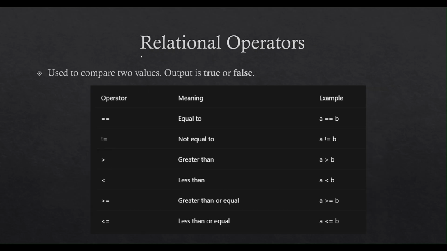So our next is relational operator. So what are the relational operators? They check the relation, whether two variables are equal, or two variables are unequal, or one is greater than another, or less than, or greater than or equal to, or less than or equal to. These are the simple logical comparison operators which are used in daily life.